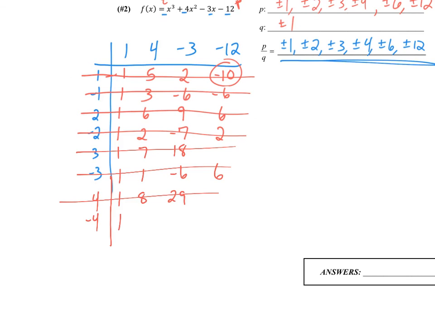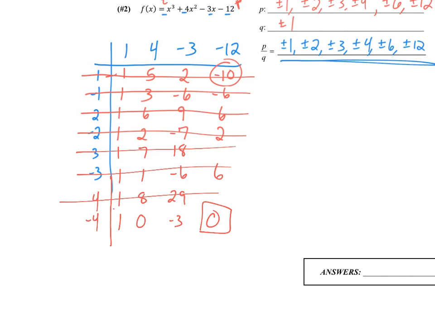Try negative 4. Bring down the 1. Negative 4 times 1 is negative 4. Negative 4 plus 4 is 0. Negative 4 times 0 is 0. 0 plus negative 3 is negative 3. Negative 4 times negative 3 is 12. And 12 plus negative 12 is 0. That's what we wanted right there.